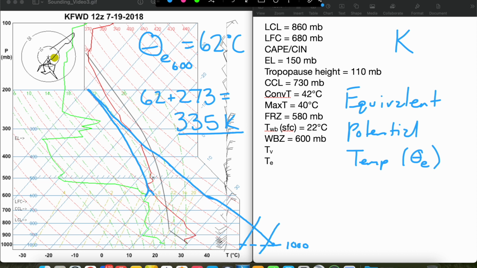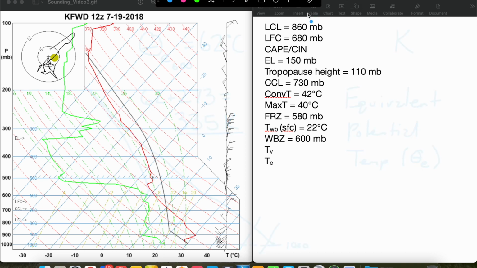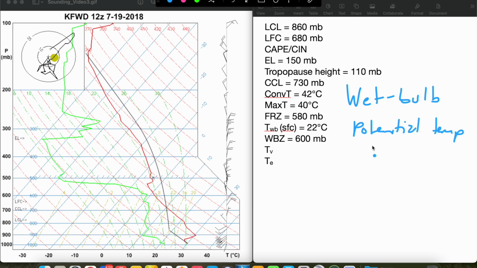Let's go to our last variable here before we get into stability indices, and I'm probably going to stop here for the sake of not making this video too long. But our final thermodynamic variable is our wet bulb potential temperature, or theta-w. Basically, it's just the wet bulb temperature a sample of air would have if it were brought along a moist adiabat to a pressure of 1,000 millibars.